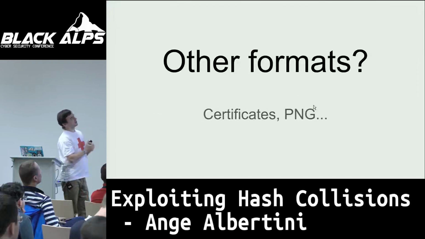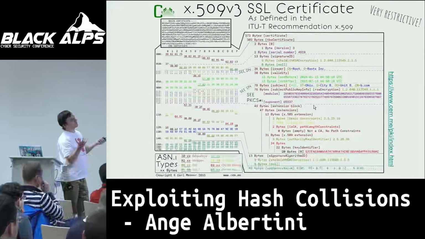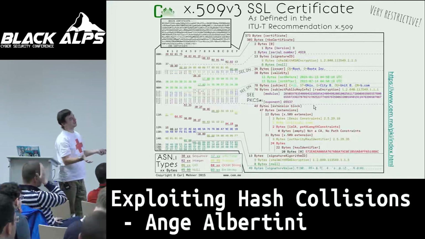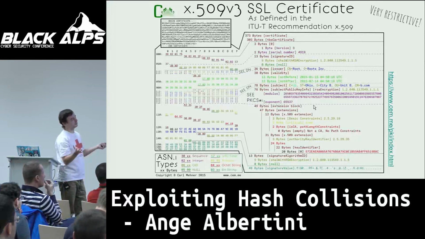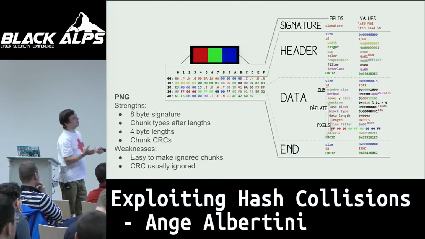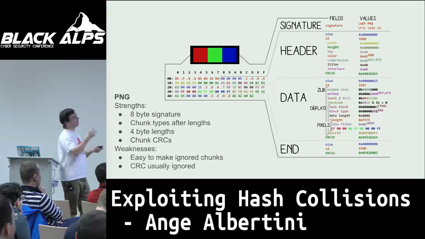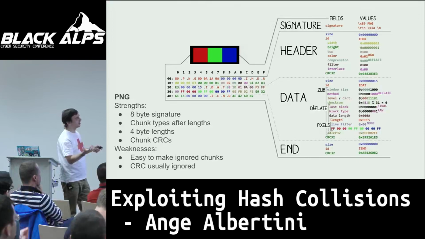Other formats, just quickly: certificates. It's difficult to exploit as far as I know. Prove me wrong, please. You'll be famous, I would say. PNG: the signature is very long. The chunk type comes after the length, so you would need some brute forcing or something. The lengths are on 4 bytes and they are big endian, so they can be huge. And there are CRCs at the end of each chunk.